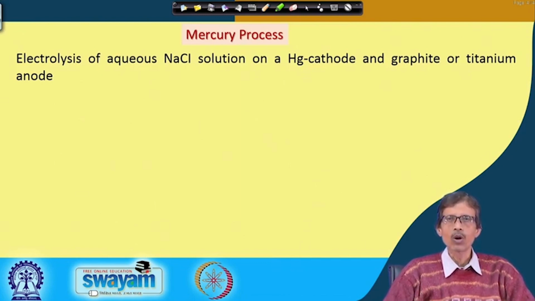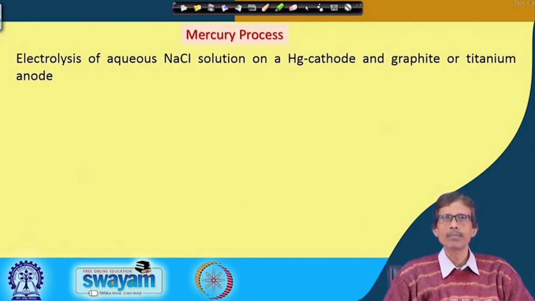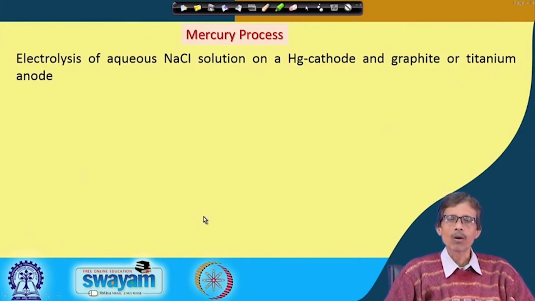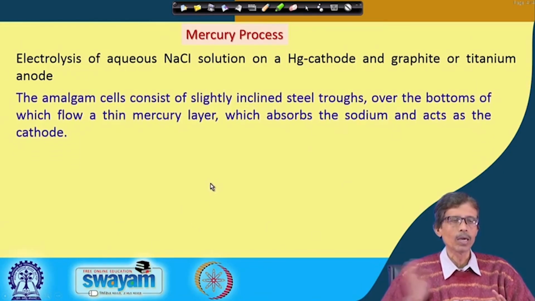And graphite, as we all know, is the carbon rod from our dry cell batteries. Graphite can be a very useful anode, and so can the titanium metal rod. So either the carbon rod or the titanium rod can be used for making the anode for this electrolysis. In the presence of mercury and some amount of sodium, we get the amalgam of sodium.